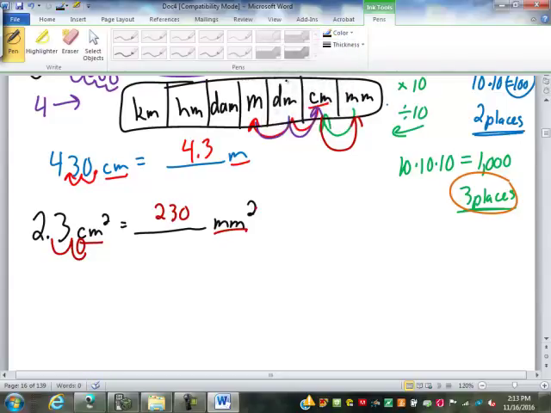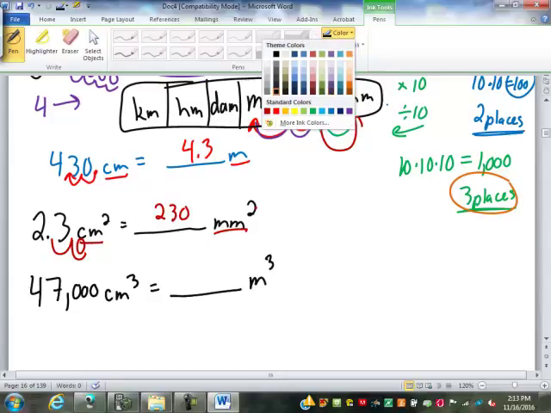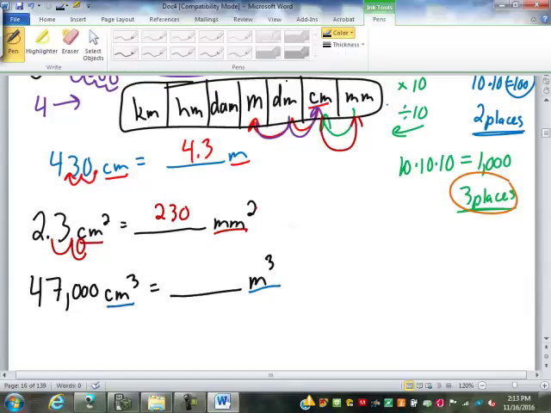I might have 47,000 centimeters cubed going into meters cubed. So centimeters cubed to meters cubed. On the chart, centimeters to meters is two spots to the left. Do we double it or do we triple it? It's cubed, so we triple it. So two spots to the left becomes 6 spots with the decimal point.